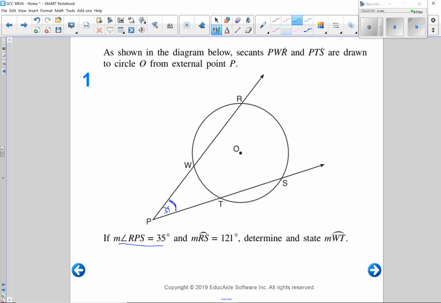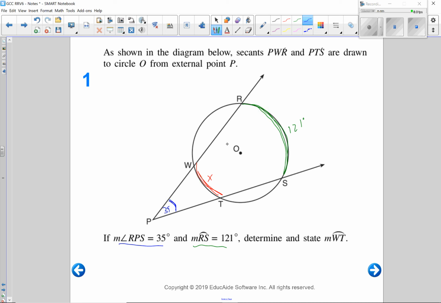They've got this arc RS here, which is all the way over here. So this big arc is 121 degrees, and we are asked to determine and state what arc WT is. So we'll call it X for this case. Again, noticing that we have an exterior angle here, an angle that is outside of the circle, created here by two secant lines.